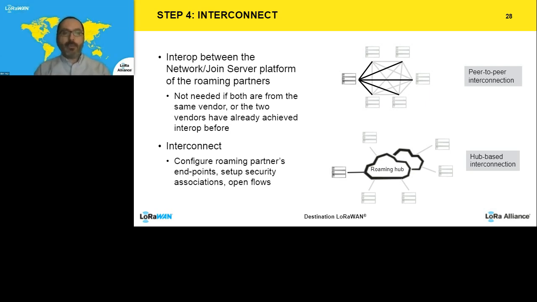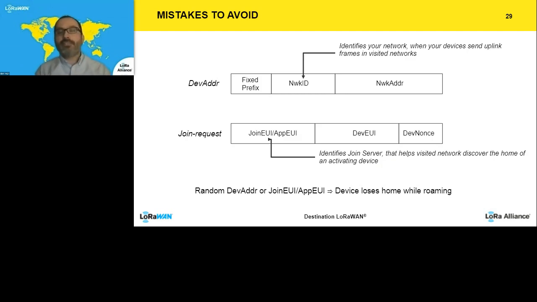On this slide, I would like to talk about a mistake that we do encounter in the ecosystem. As I have explained earlier, one part of the device address signifies who the home network is. And then on the join request side, one part of the request identifies who the join server is. As such, special attention needs to be given to how these fields are populated.